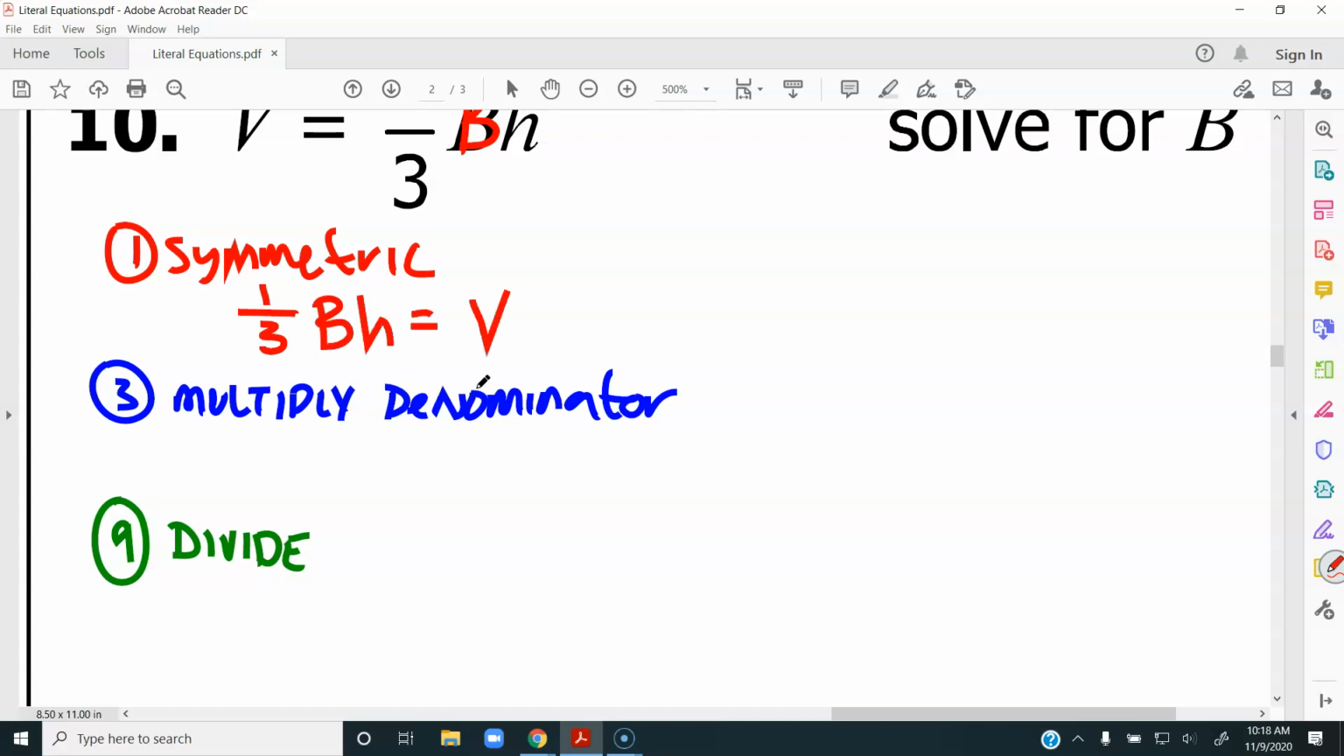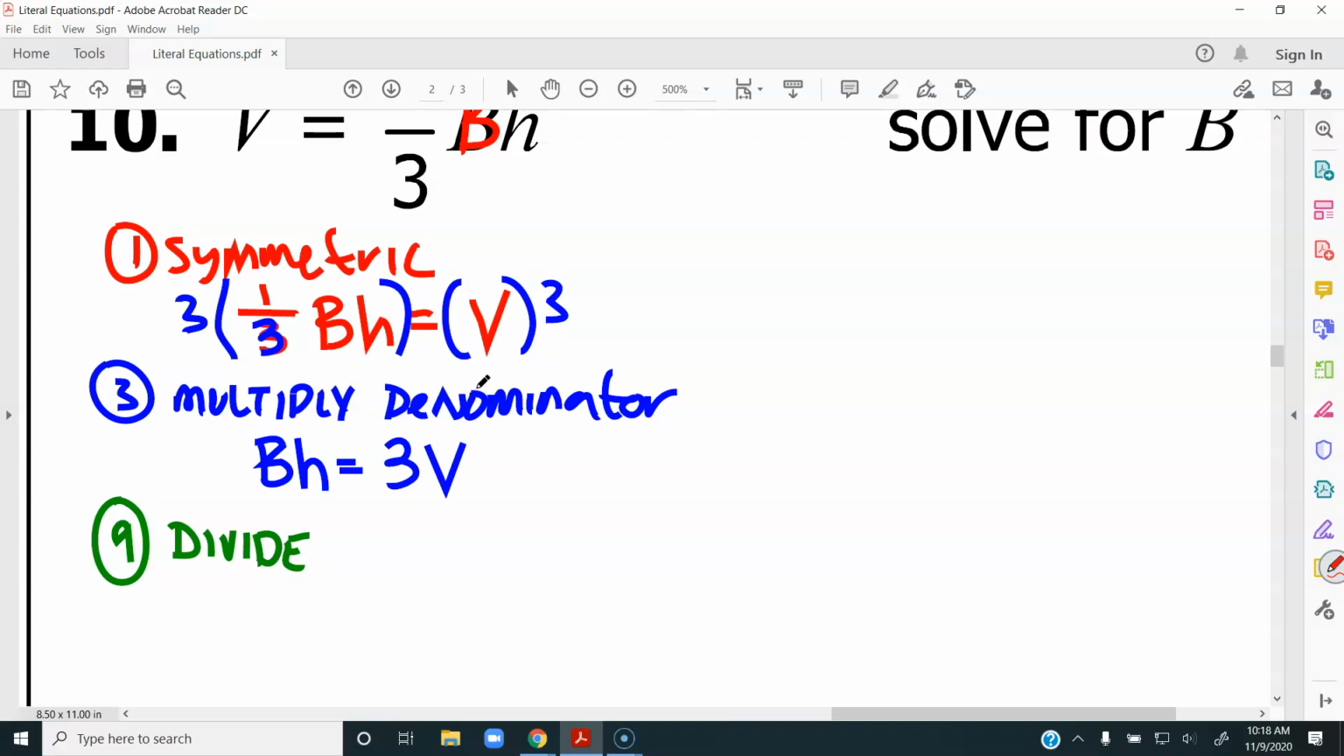That's all the symmetric property tells us, is that we can flip it around. And I did that because I'm solving for the letter B. I want what I'm solving for on the left. The multiplicative property, multiplying the denominator, it just means that this 3 right here that's in the denominator, I'm going to multiply it on both sides, which will leave me with BH is equal to 3V.